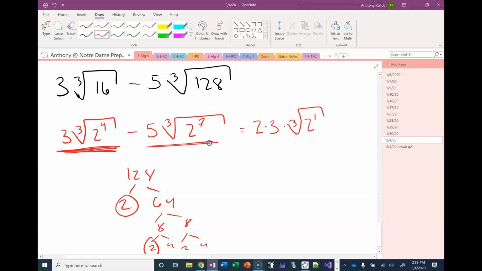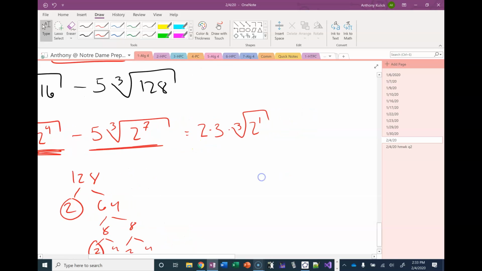Let's look at the second radical. How many 2's can I take out of that one? 2 of them. And how many 2's are left? 1. Is everybody okay there? 7 minus 3 is 4, and I can subtract 3 again, and I'd have 1, right?